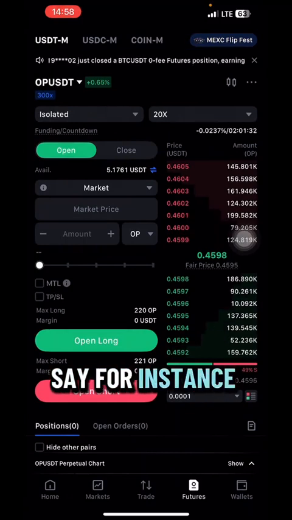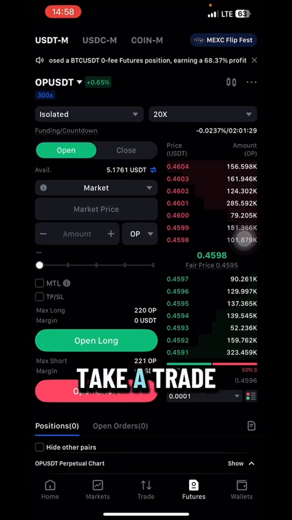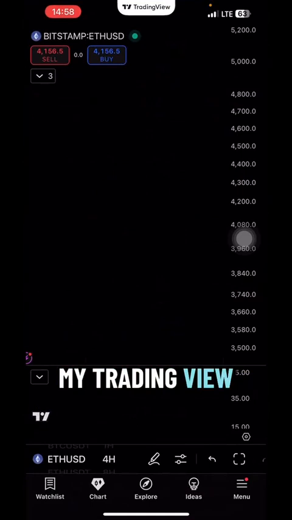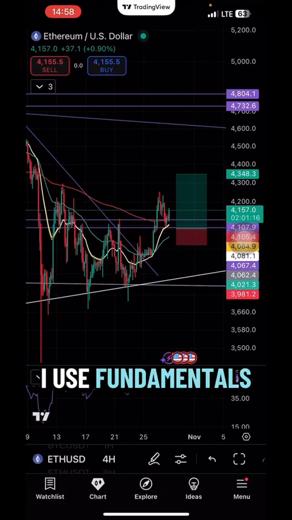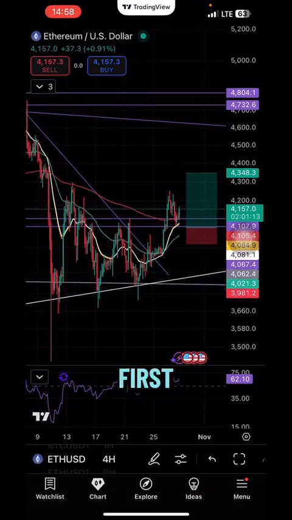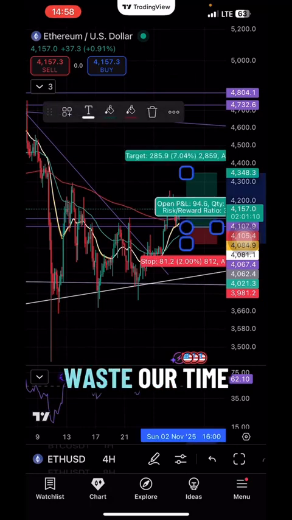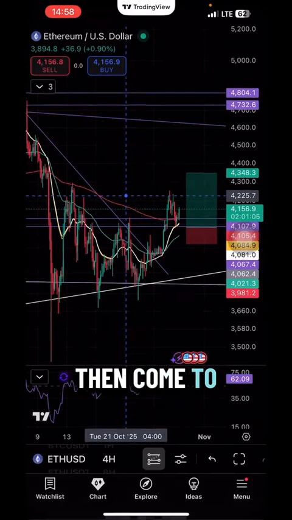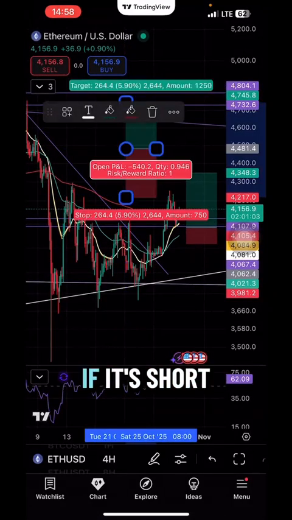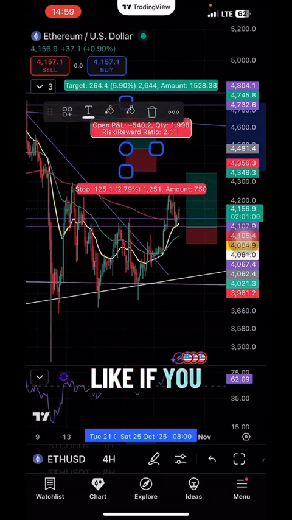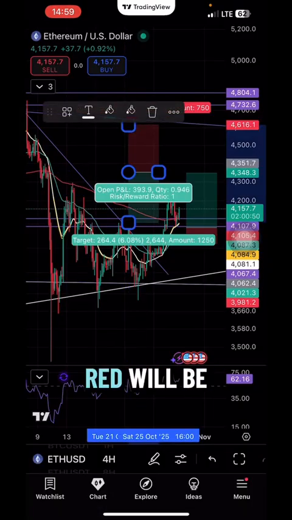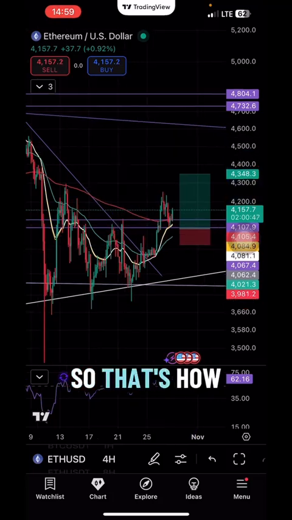Let's say, for instance, I'm going to give a sketch of maybe I want to take a trade now. So I'm going to go to my TradingView for technical analysis. I use fundamentals too, so I look at it first. If you want this on your chart, you click on here, then come to long position. If you want to buy, click on long. And if you want to short, it's the same place, short, and the red will be above.